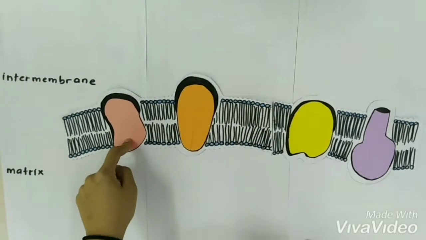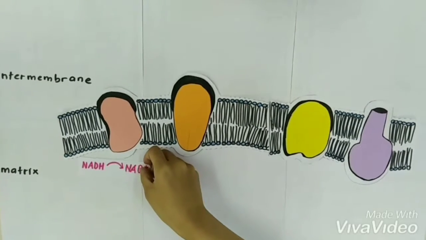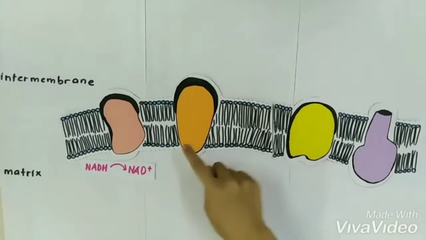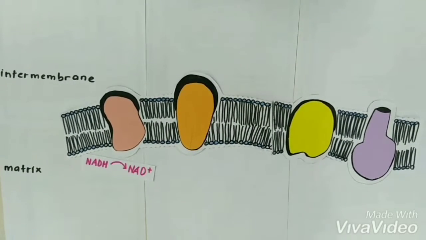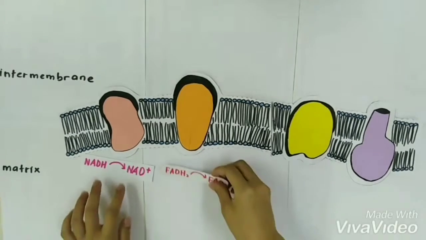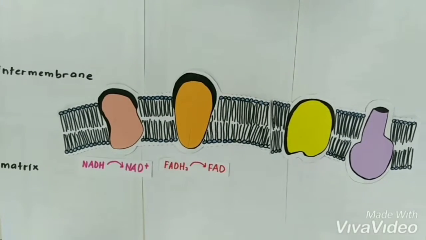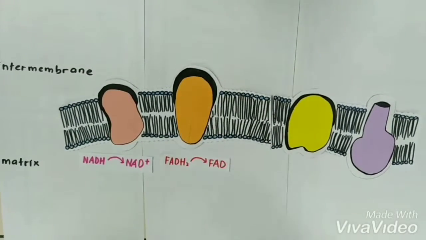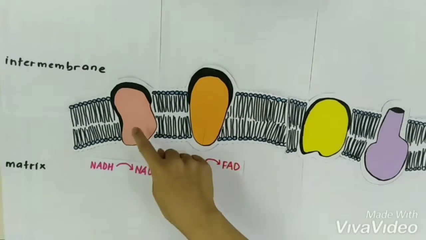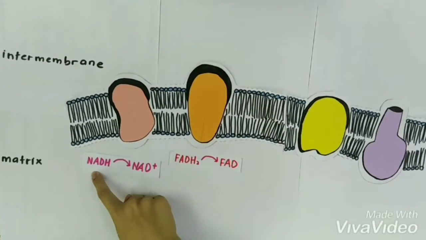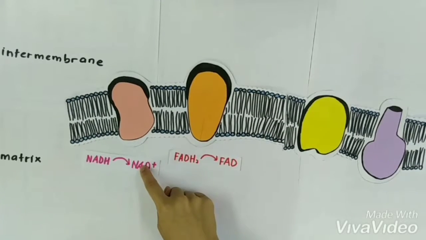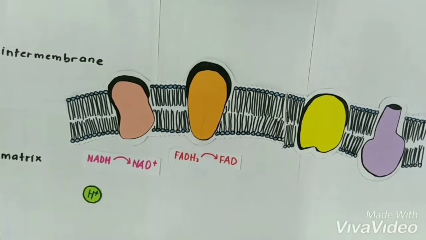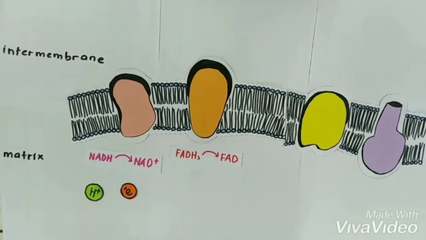At complex 1, NADH, which is formed in glycolysis and the Krebs cycle, will be attached, while at complex 2, the molecule FADH2 that is produced in the Krebs cycle will be attached. For complex 1, the molecule NADH will be converted to NAD+. In this reaction, hydrogen ion will form as well as electron.